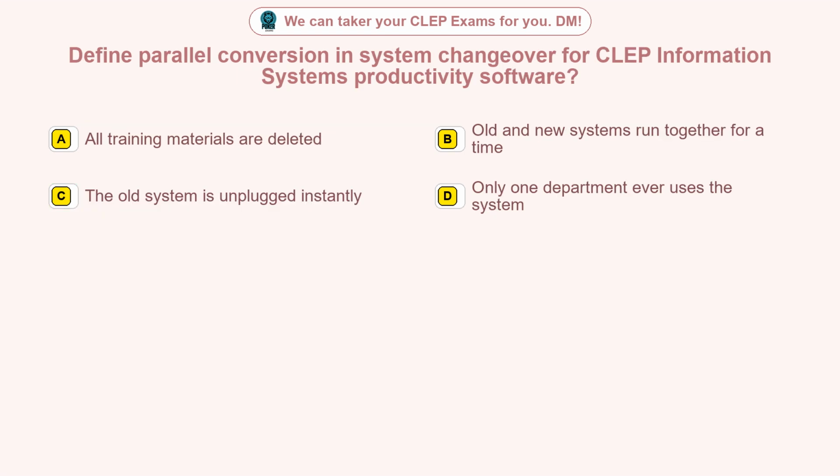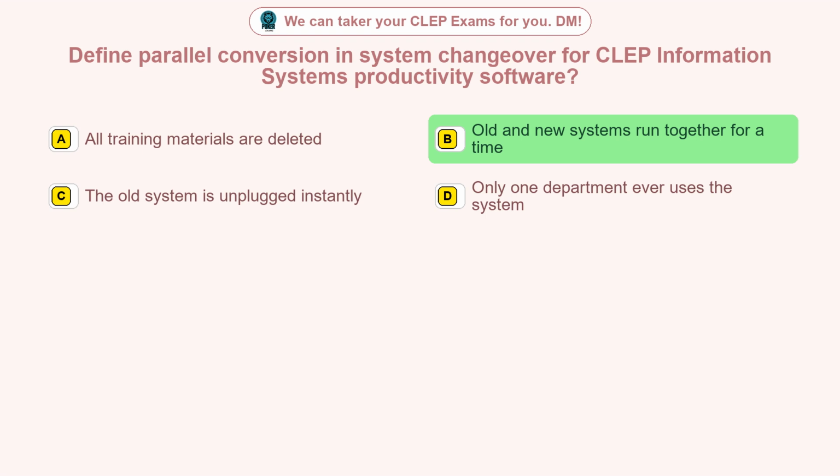Question 76. Define parallel conversion in system changeover for CLEP Information Systems productivity software. Option A. All training materials are deleted. Option B. Old and new systems run together for a time. Option C. The old system is unplugged instantly. Option D. Only one department ever uses the system. The correct answer is option B.